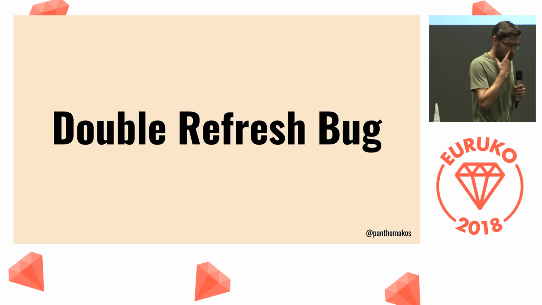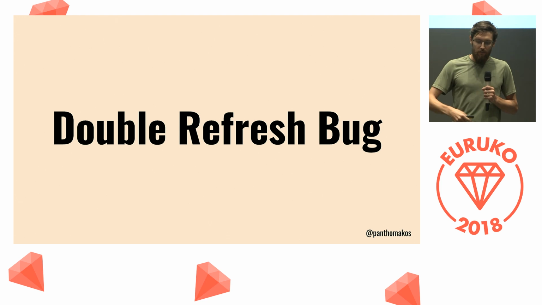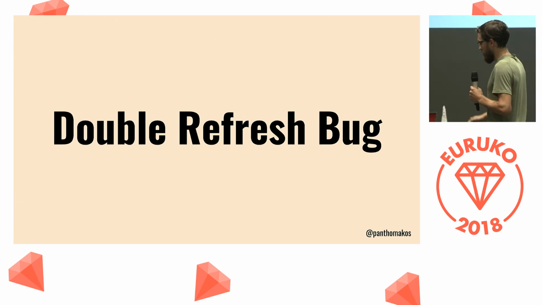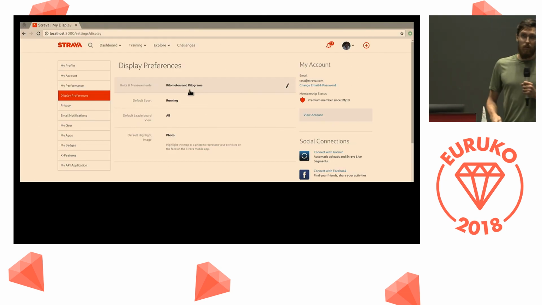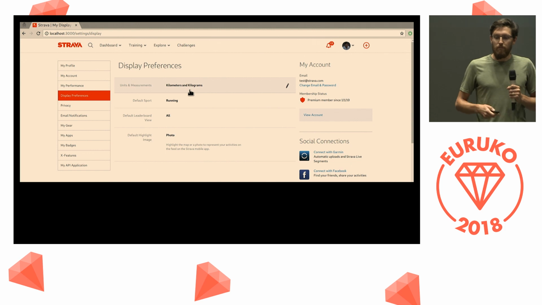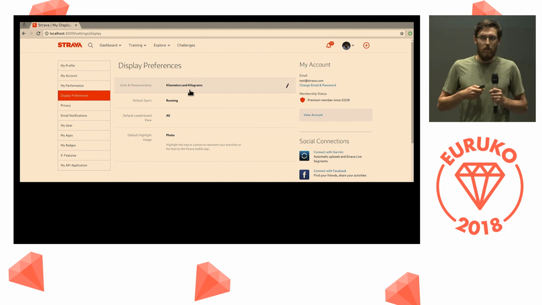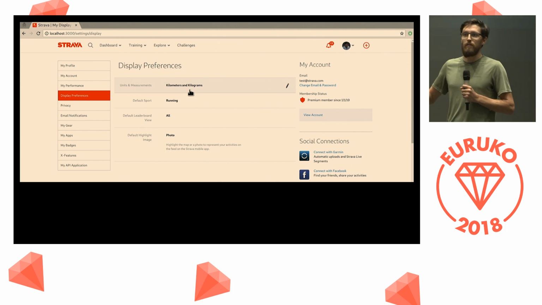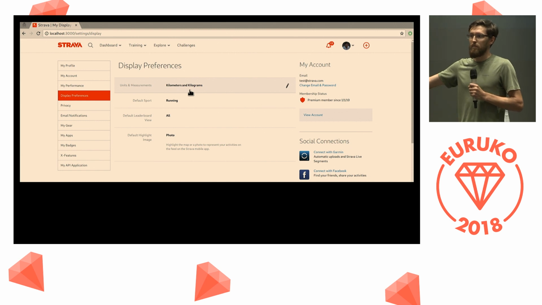So I want to talk about a double refresh bug that I found. I'm calling it a double refresh bug, I'll explain why in just a moment, in our Rails application. We have this screen in our Rails application that allows you to change your display preferences. As an athlete in Europe, I might want to see things in kilometers and kilograms. If I live in the United States, I might want to see things in miles and pounds.